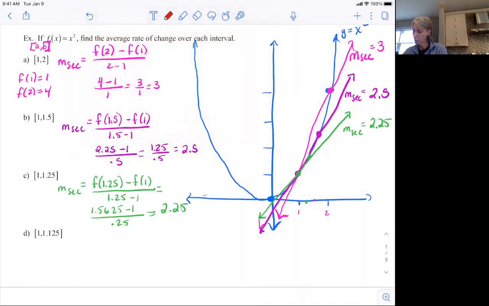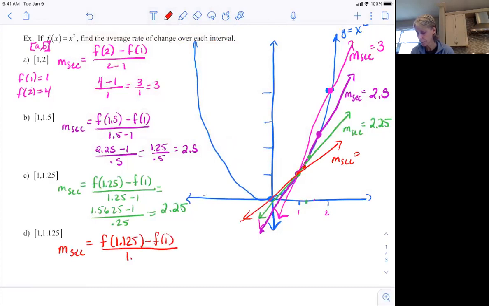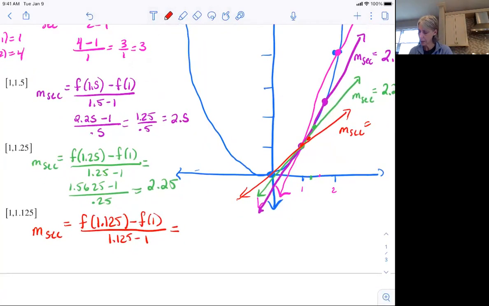And now we're going to go between the points 1 and 1.25. So 1 is my new 1.25. That would be the point on that parabola that we can barely see anymore. And we're going to find the slope of this secant line. I'll give you a second to work that math out, or pause the video for a moment. And you should get 2.125.